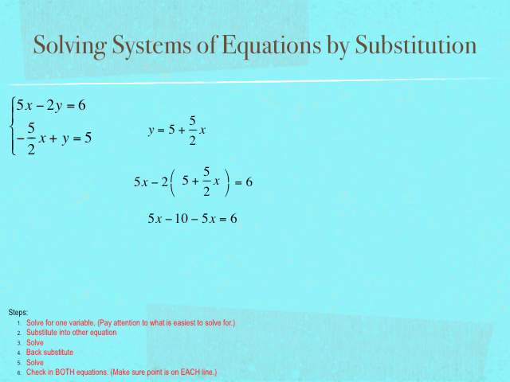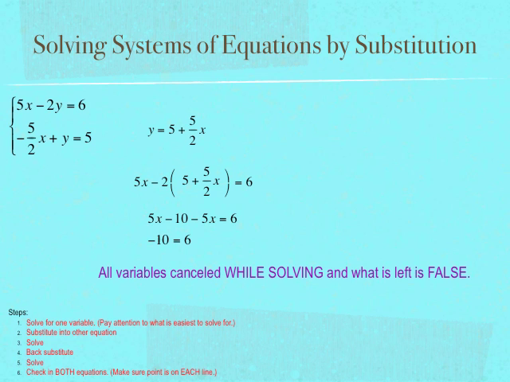Now combining like terms, 5x minus 5x, that cancels. I was in the middle of solving. I'm not checking. I'm in the middle of solving, and all my variables went away. So if I'm in the middle of solving and all my variables are gone, I look at the statement that's left. Negative 10 equals 6. Is that true or false? That's false. That says these lines cross when negative 10 equals 6, which is never. So the lines don't cross. They're parallel. So my answer is no solution.